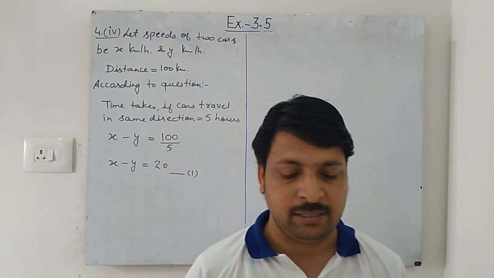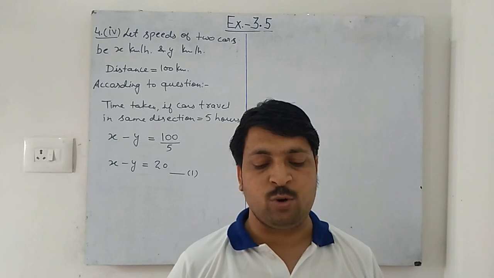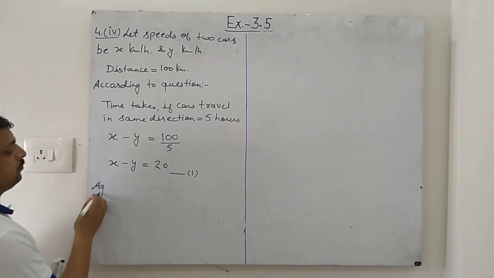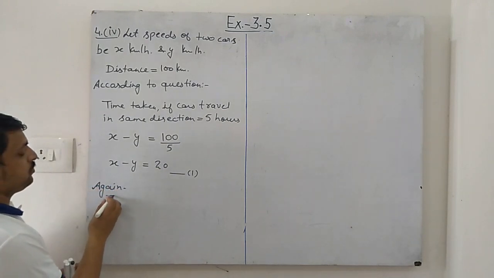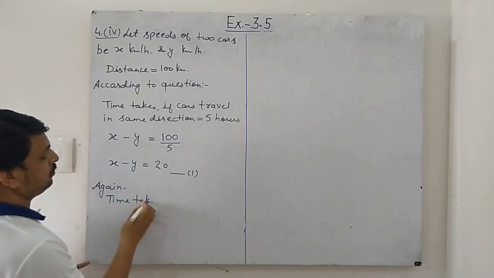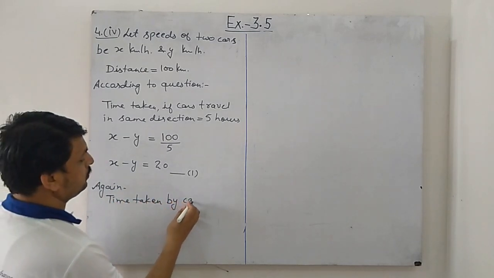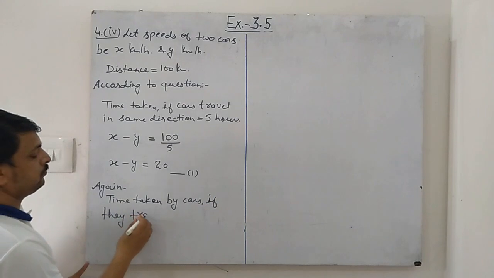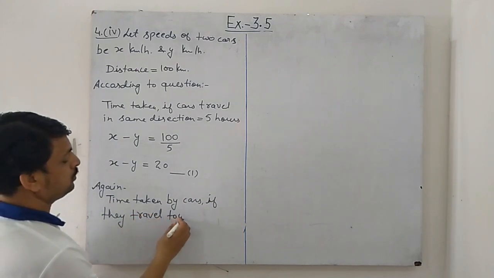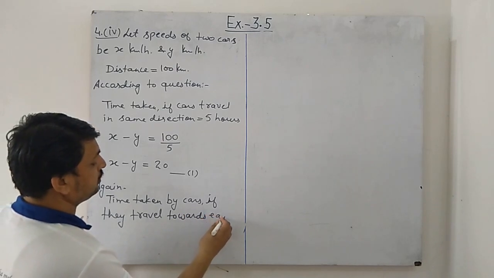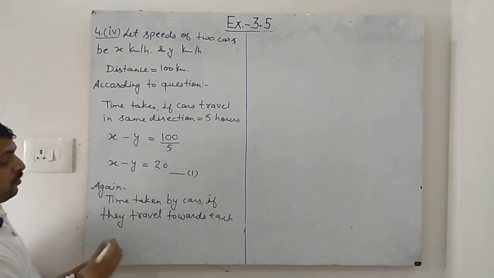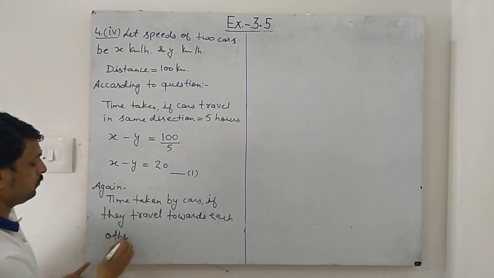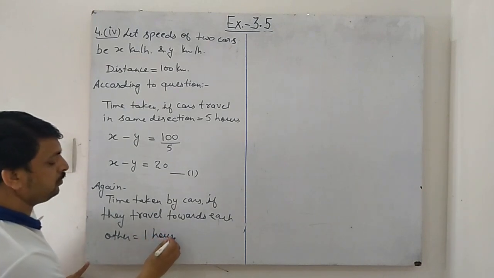It is the equation number first, because they are traveling in same direction. Now the second condition is if they travel towards each other. Now again, time taken by cars if they travel towards each other. Towards each other, that means both are in opposite direction. Towards each other, it is 1 hour. It is already given in the question.